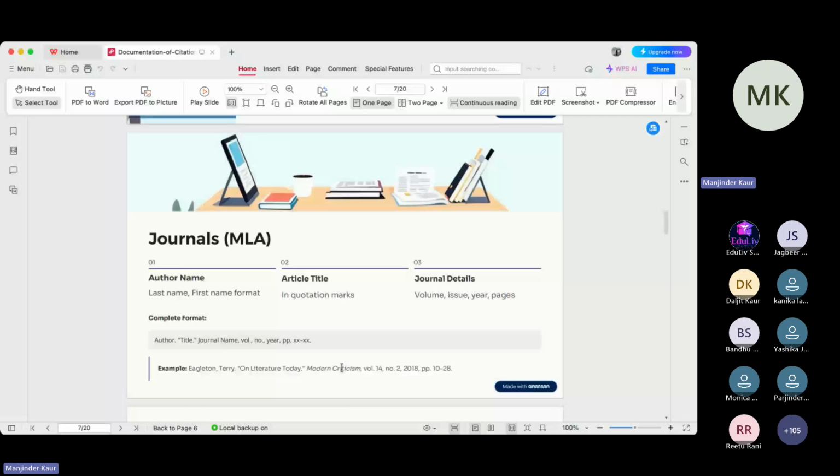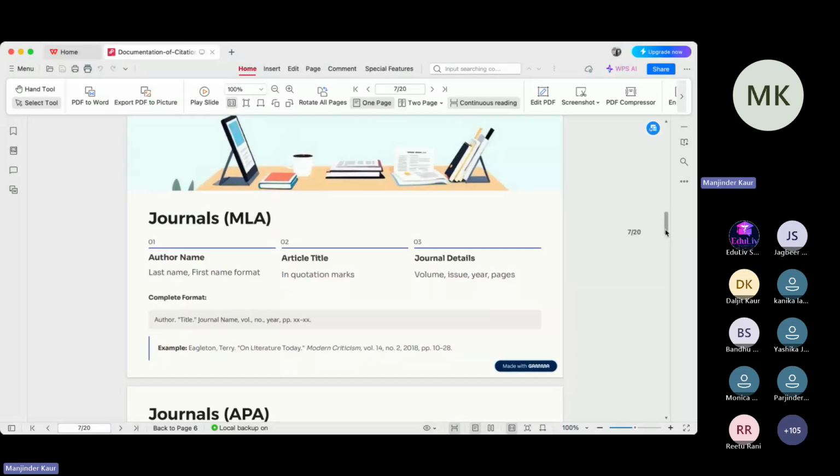Modern Criticism, comma, volume 14, comma, number, comma, year of publication, and then we write pp. for the page numbers, 10 to 28. It is very important for you to cite the page numbers on which your article runs. Now, this is as per MLA format.